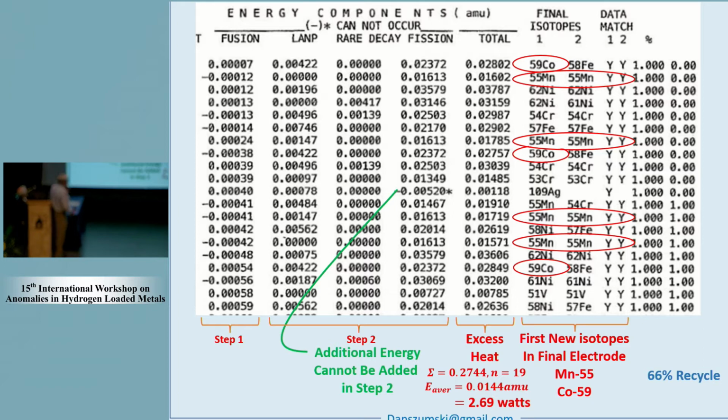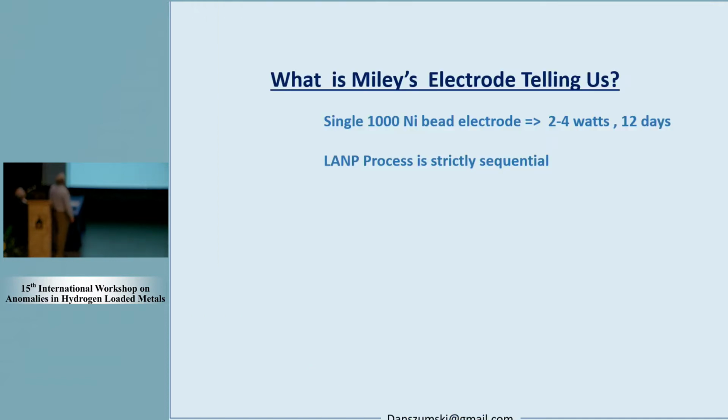And I also want to point out the excess heat here. If I take the average of this column here, I've got 0.0144 atomic mass units, and that calculates in this system to 2.69 watts. Miley reported 2 to 4 watts in his experiments. So we're able to get a pretty good handle on the heat. So what's Miley's electrode telling us?